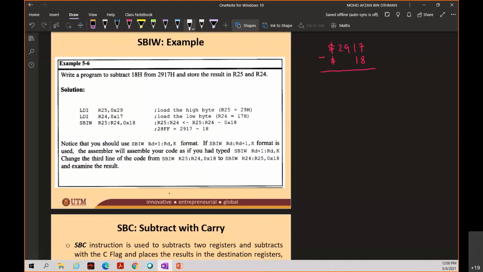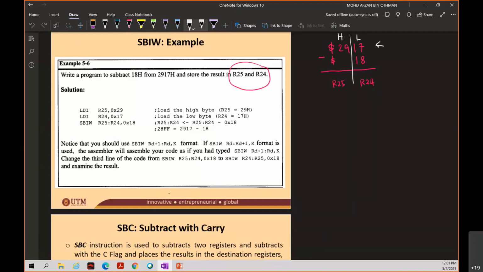First, since the first number is a 16-bit number, you need to divide it into low byte and high byte. So this is your low byte and this is your high byte. It's telling you that you need to store the result to R25 and R24. So this is R25 and this is R24.